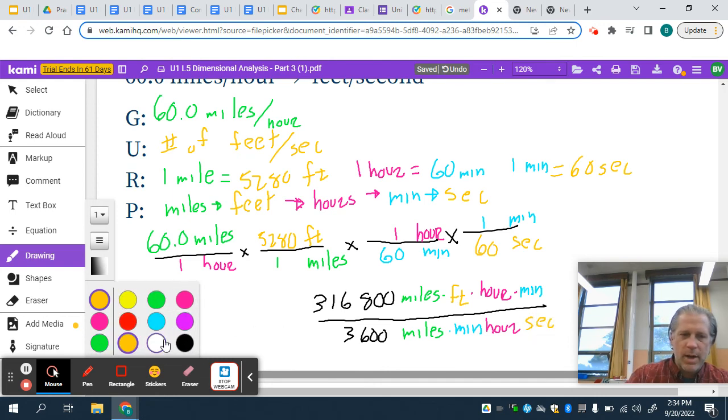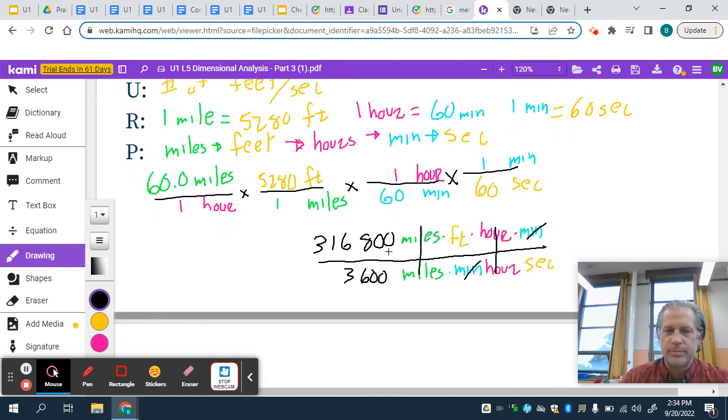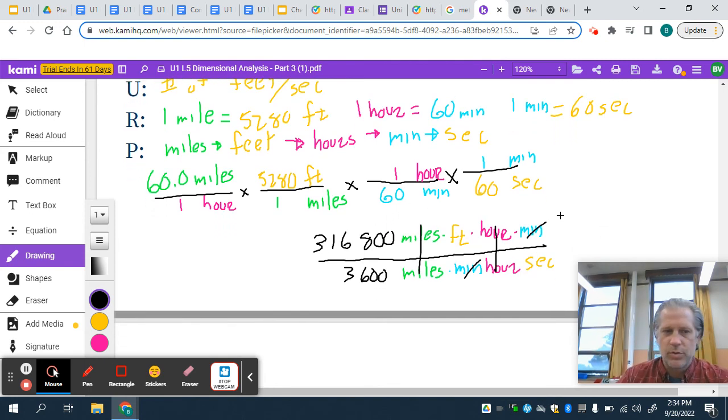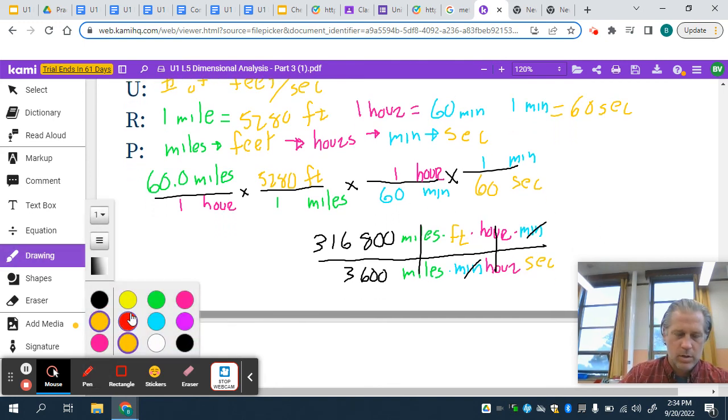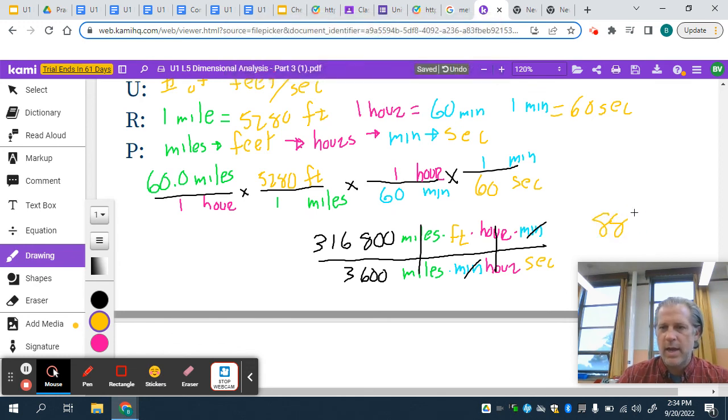And again, my units cancel out: miles cancel out, hours cancel out, minutes cancel out. And when I divide this out, we get a value that's going to be equal to 88 feet per second.